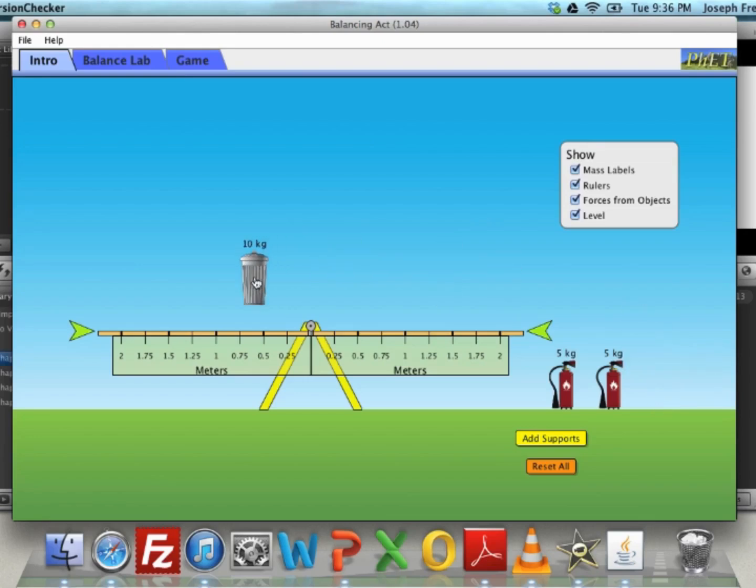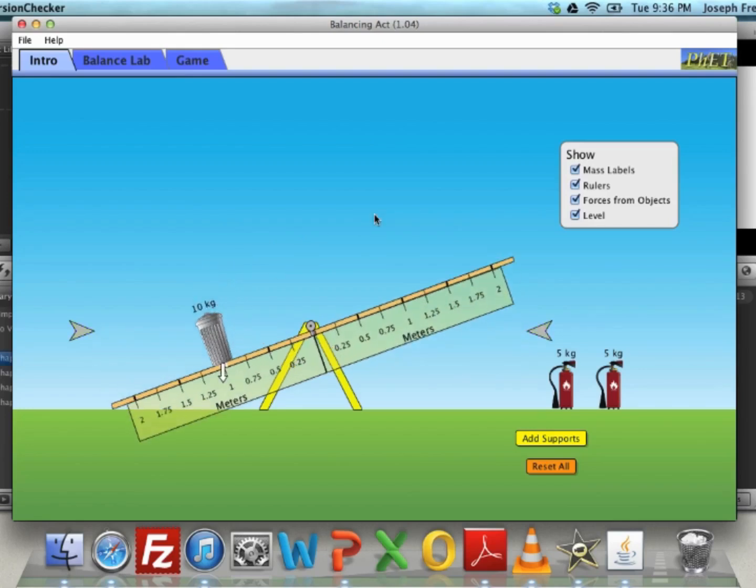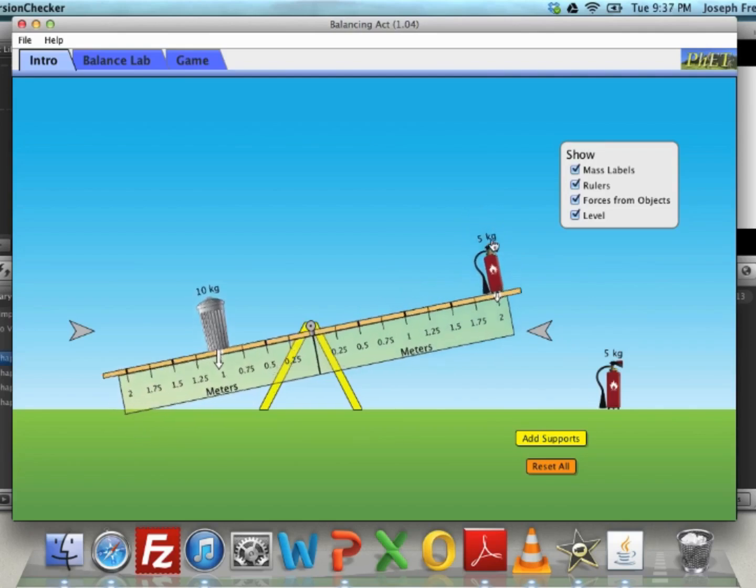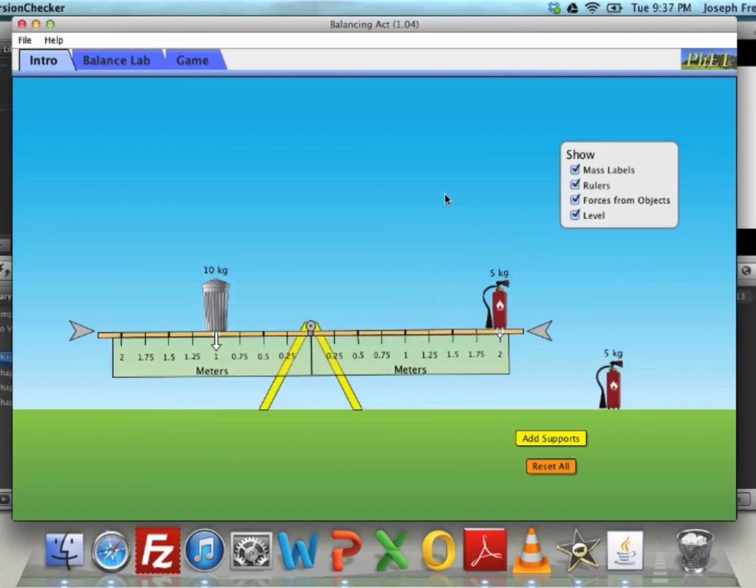So I'm going to put this guy over here. Obviously it's off balance: 10 kilograms at 1 meter from the pivot point. How can I balance that 10 kilograms? I have a mass that's half of the 10 kilograms with this one fire extinguisher. So why don't I put it here? What happens? That didn't work. Why don't I put it here? Still didn't work. Why don't I put it here at the 2? Well, that does work.